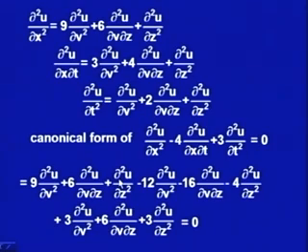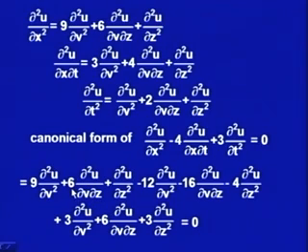Coefficient of del 2 u over del z 2: this is 1 here, here it is minus 4, and here it is plus 3. Again, 3 plus 1 is 4, and minus 4, so the terms involving del 2 u over del z 2 have also cancelled out. Then we have the terms involving del 2 u over del v del z.